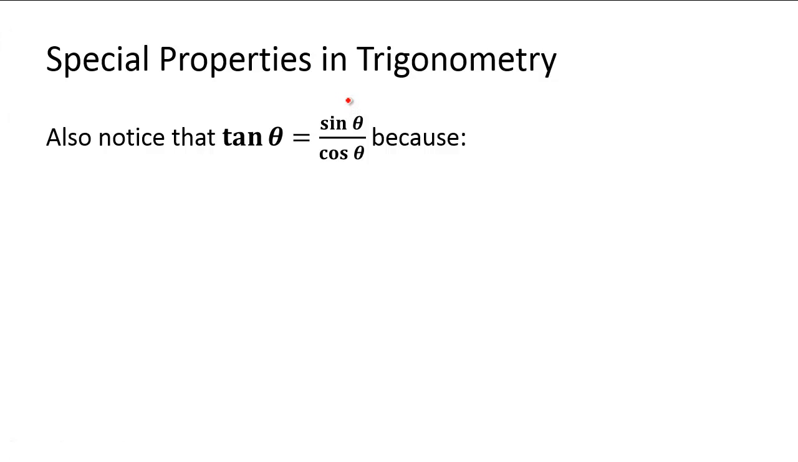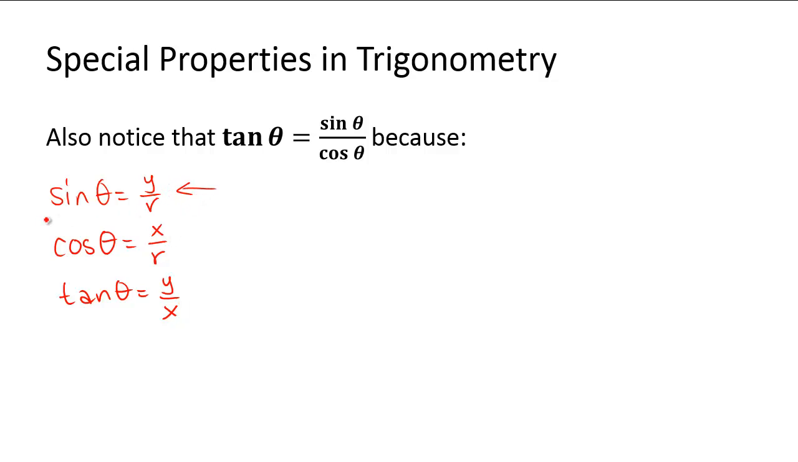Another special property that can actually be quite useful is knowing that the tangent is just the sine over the cosine. Let's go back to the definitions yet again. So the sine of theta was your y over r, your cos of theta is your x over your r, and your tan theta is your y over your x. Well, think about taking your y over r divided by your x over r, which is the same as sine over cos.